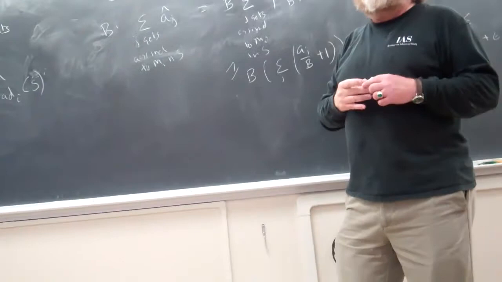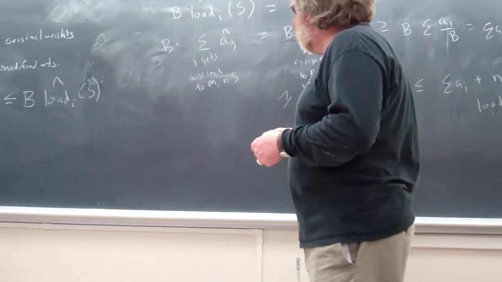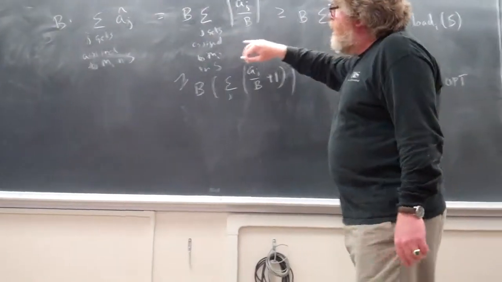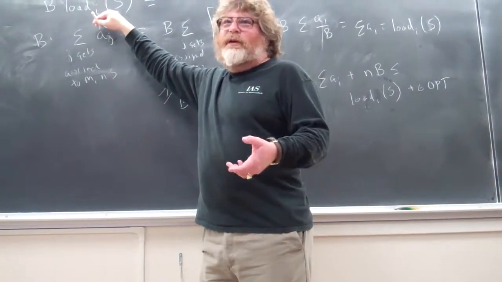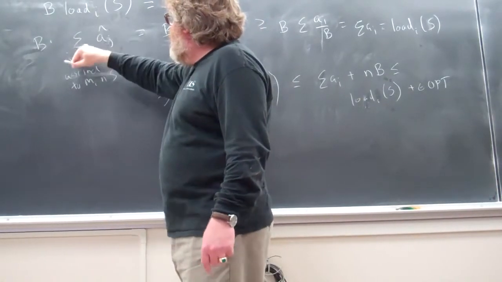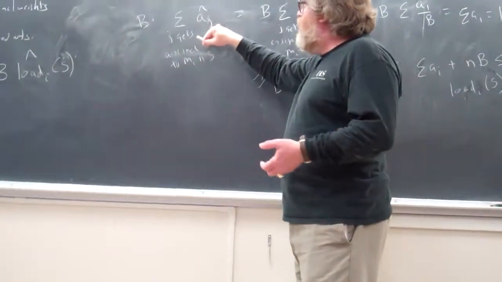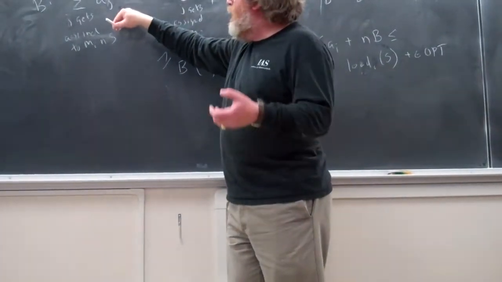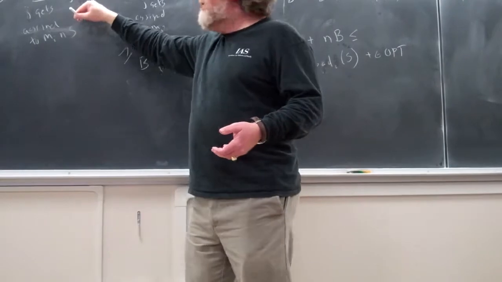I'm sorry, Professor, but can you please explain the part where you're standing right now? Okay, sorry. So, if we look at the load in the modified schedule for an assignment S, B times that is going to be the sum of the modified weights, B times the sum of the modified weights for all the jobs that get assigned to machine I in that schedule.